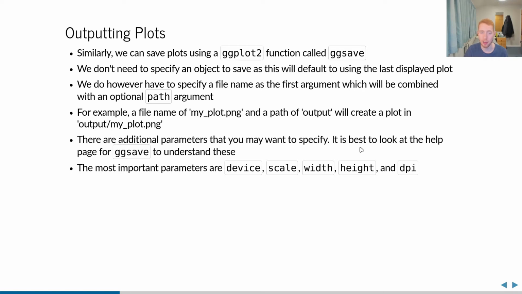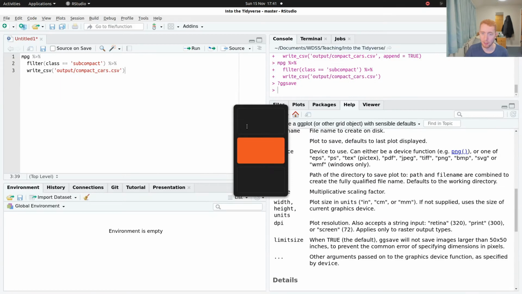And ggplot is clever when it comes to saving, in that it will guess the correct file type by what extension you use. So save to .png, .svg or PDF, it will do those automatically. And for more obscure file types, you might have to specify the device manually. Let's just give an example of that.